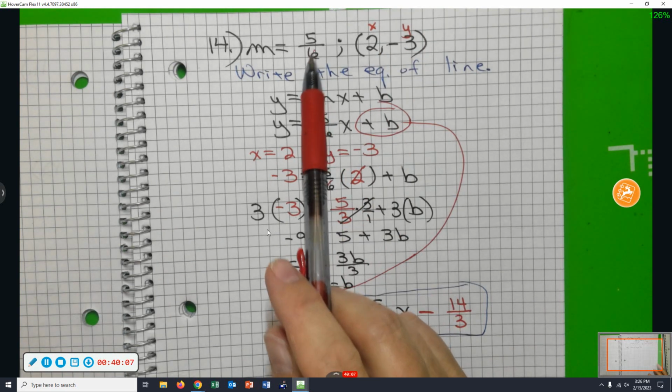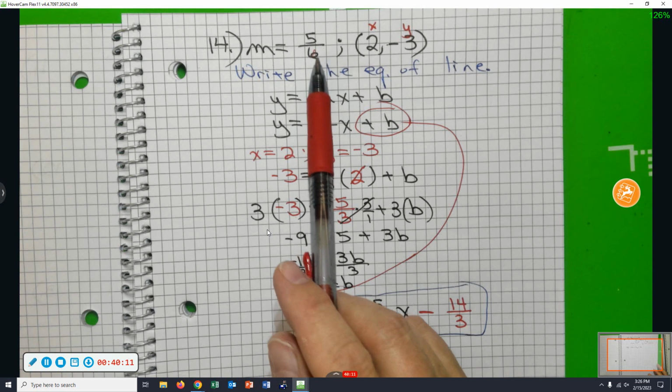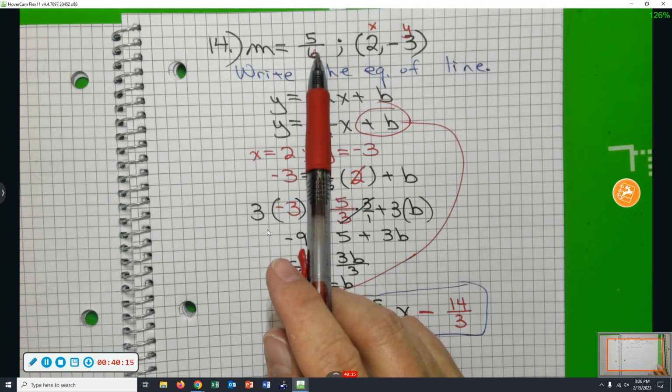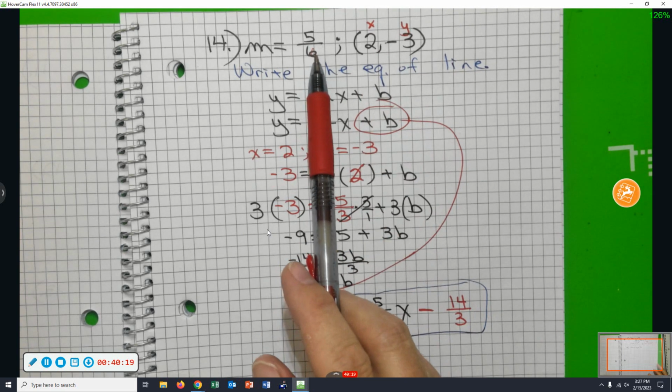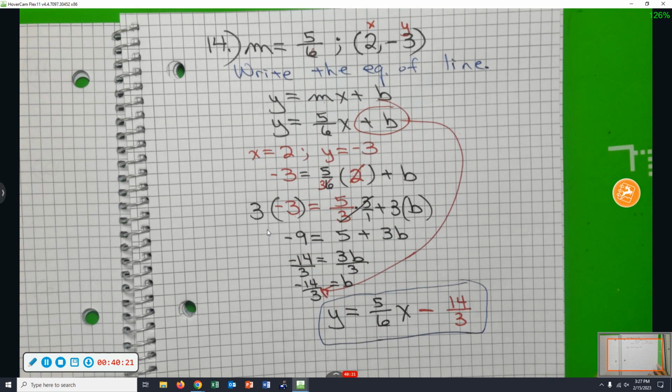Even though we had a fraction as the slope, at least they gave us the slope, right? They didn't give us the y-intercept, but they gave us the slope. Look at number 15 now.